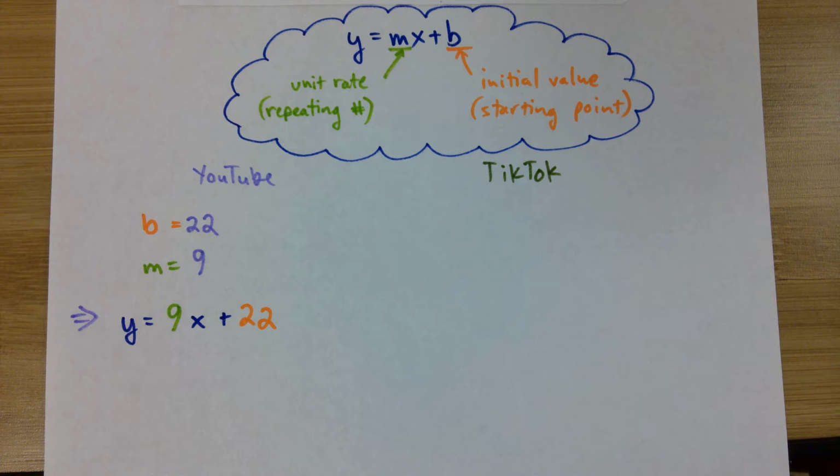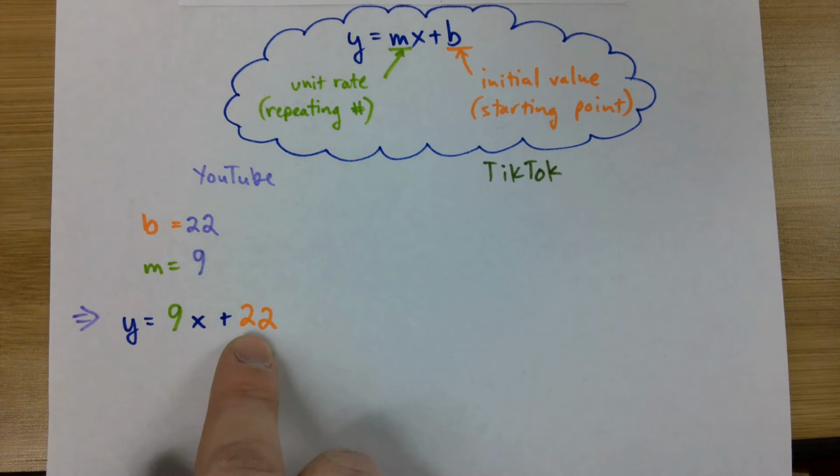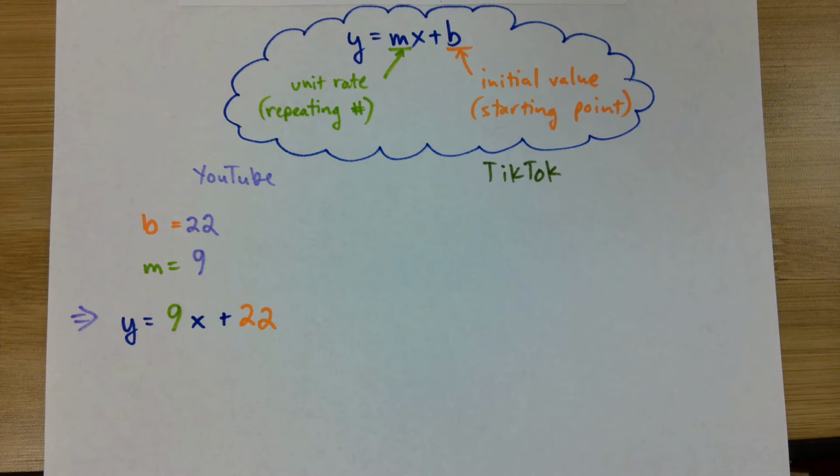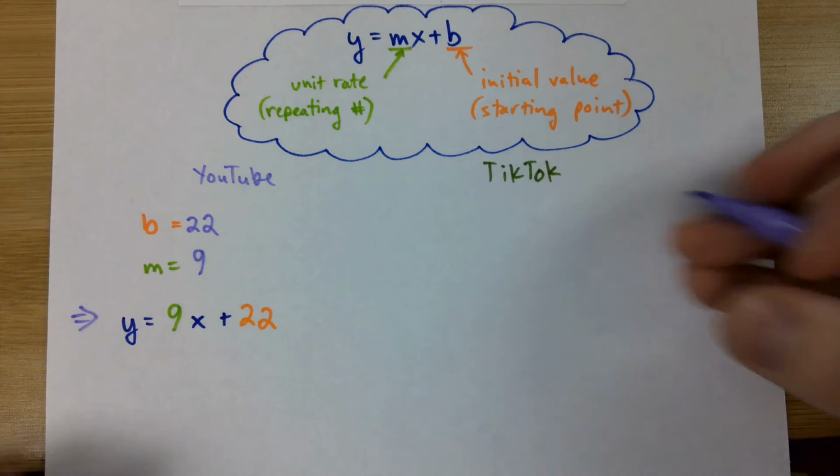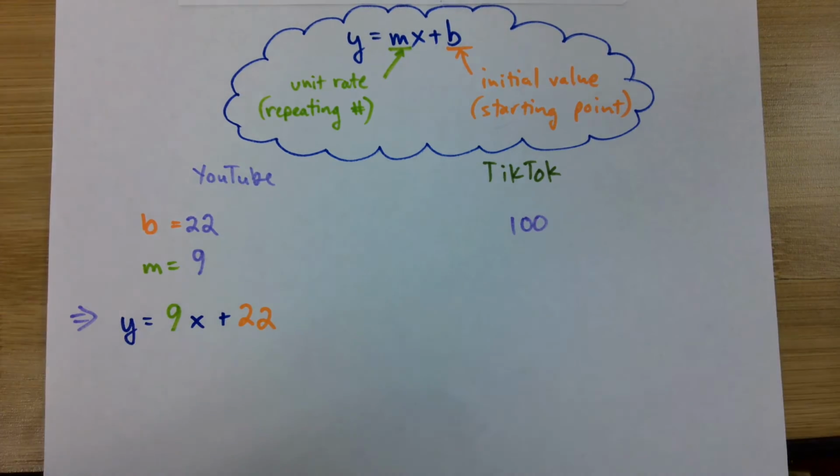So our unit rate is going to go in front of the x. Our initial value is going to be added on to the end, right? Now let's take a look at the TikTok side of things. So the TikTok that I posted got 100 views in the first hour.